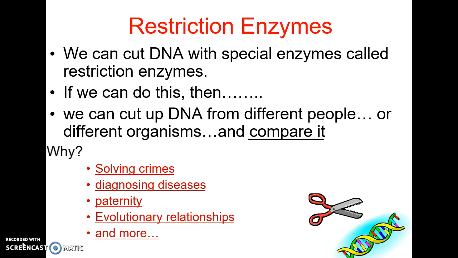Why would we want to do that? Well, this allows us to be able to solve crimes, figure out who the murderer is, or who stole something from someone's home, diagnosing diseases, a paternity test, so to discover who the father is, evolutionary relationships, like figuring out that we are related to chimpanzees by looking at our DNA, and several others. Those 5 bullets need to be written in the blank space right below the first 2 bullets.